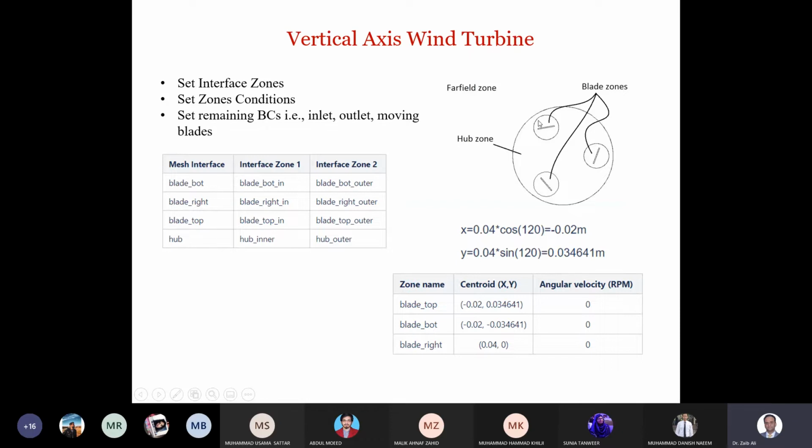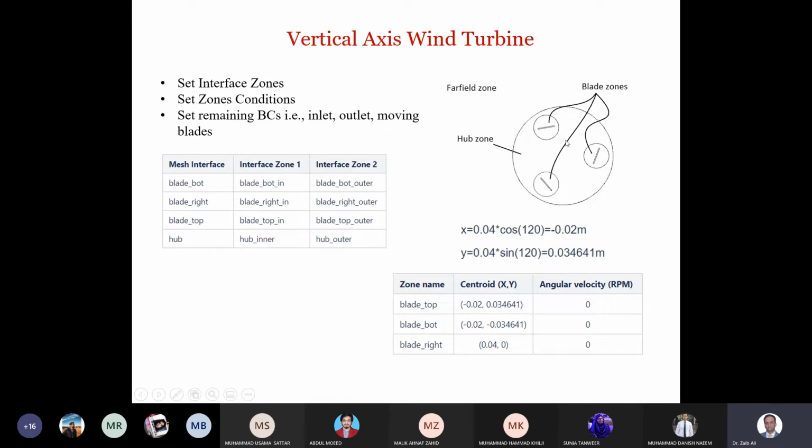Okay, so then the next step will be, because each zone is rotating, this blade zone is rotating, we need to specify the origin of rotation, the rotational axis origin. This is the global origin which is placed here. So your global origin x0, y0 will start somewhere here in the center of the hub. So you need to define the centroid of this local region, and this centroid or origin you can calculate by using this formula.